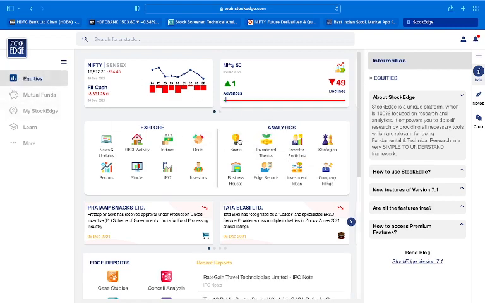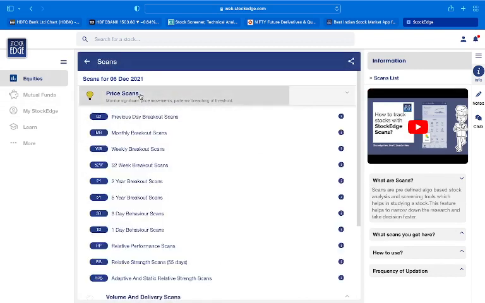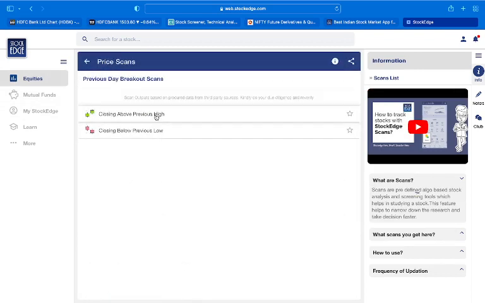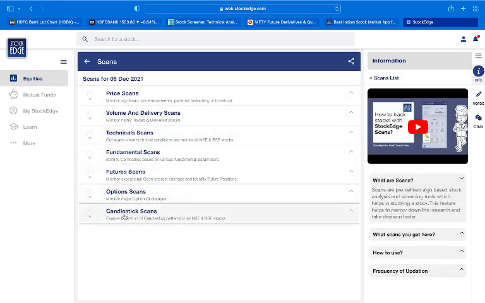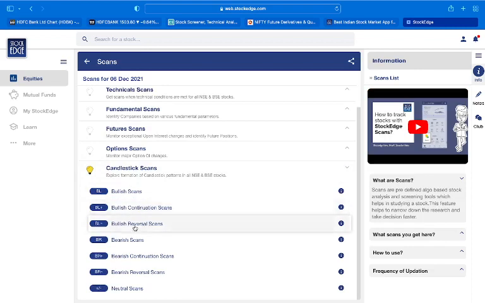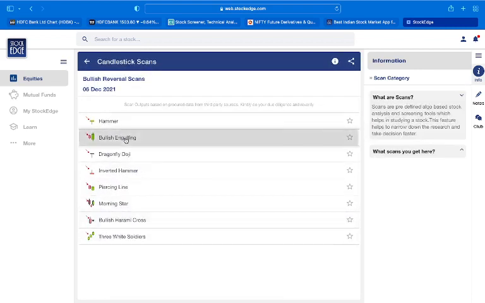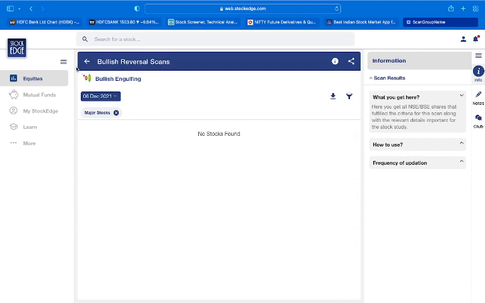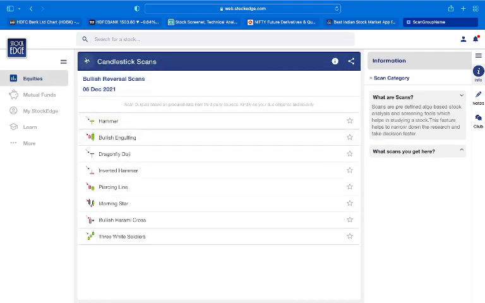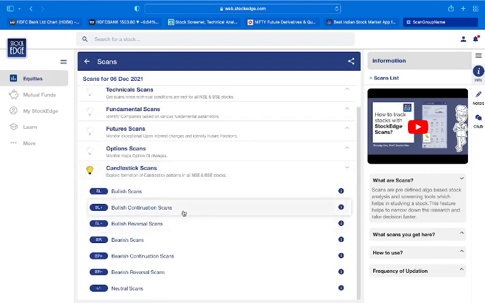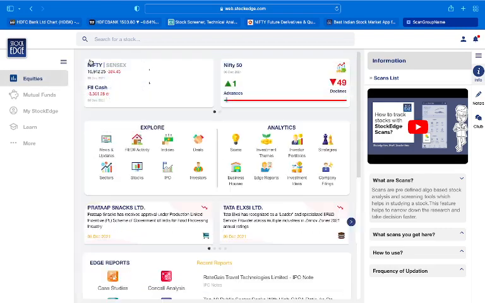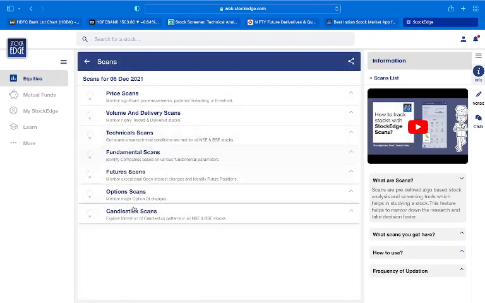So click on scans, click on price scans, click on previous day breakout scans. This is one scan. Then click on scans, click on candlestick scans, click on bullish reversal scans, bullish engulfing. We can see all the candlestick patterns here itself. No need to search 6,000 companies. There are 6,000 companies. How can you search which company has formed a bullish engulfing? Very simple. Use the scanner called StockEdge. Go to StockEdge, click on scans, click on candlestick scans. It will scan and give everything.